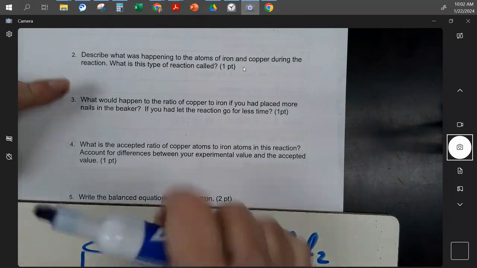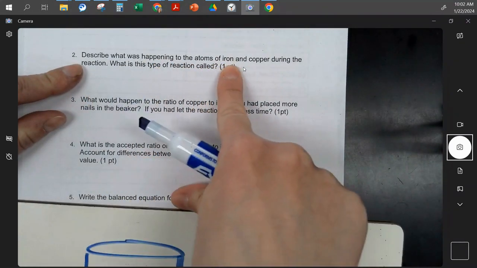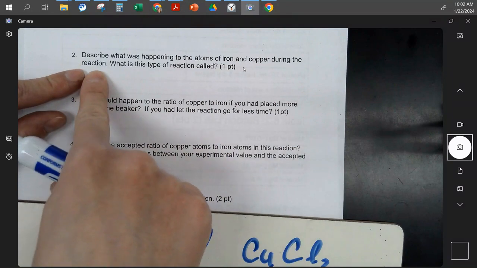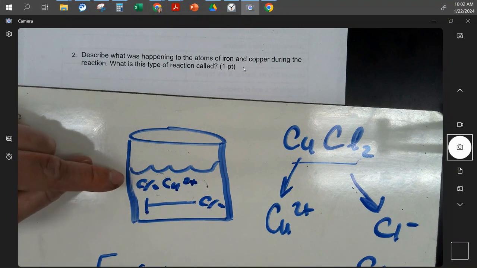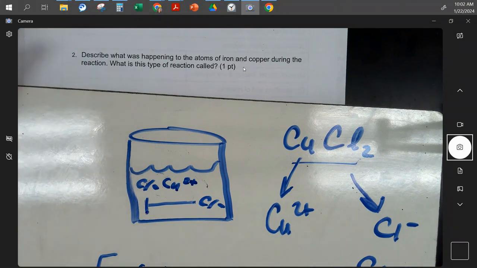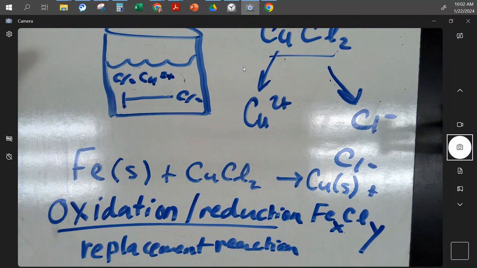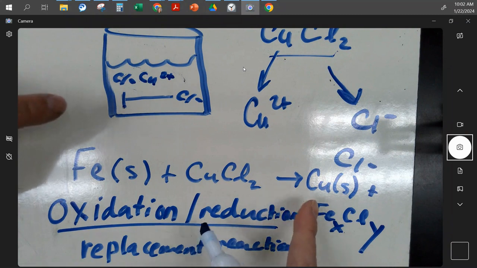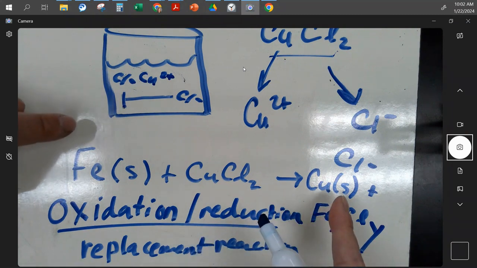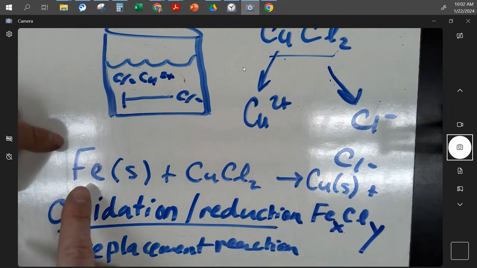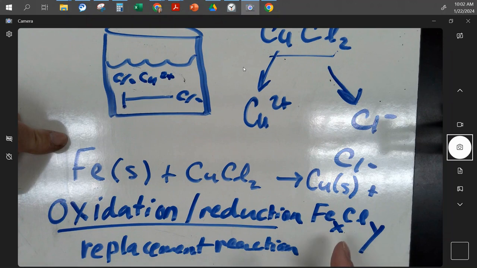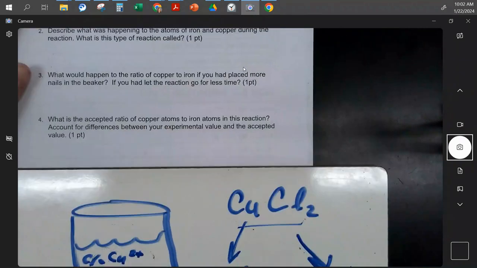Okay, so what is happening to the iron atoms and copper during the reaction? So based on what we just talked about, what is happening to the copper? Or we can look at our reaction. Copper is getting reduced, becoming a solid. So either of those is true. It's becoming reduced, it's becoming a solid. The iron is being oxidized. The iron is dissolving into solution.